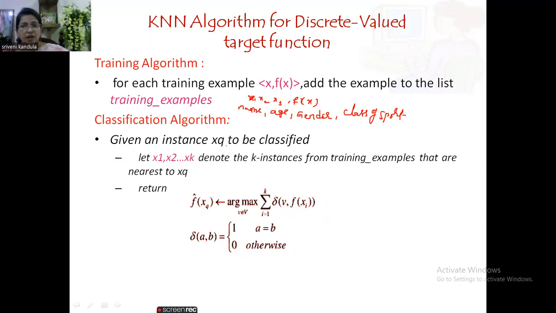Now I have the new instance xq, that is Ria. From the name, we are taking it as female, indicated with 1, and the age is 5. Now I have to classify this new instance. What is my K value? My K value is given as 3. So I will take only 3 instances from the training examples which are nearest to xq. To know which are nearest, I have to use the Euclidean distance.